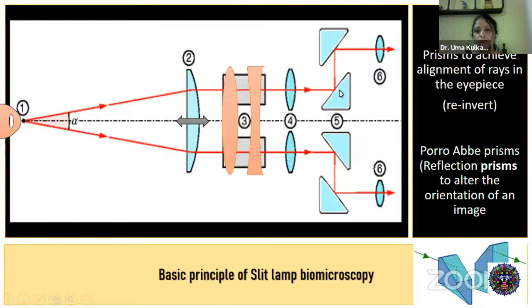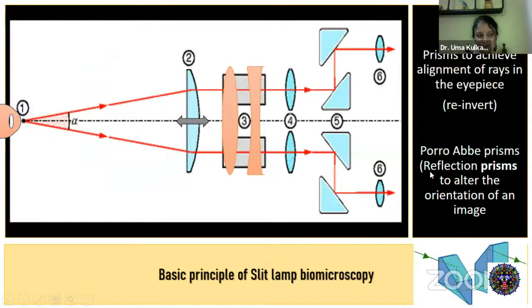These prisms help in re-inverting the image, because in a slit lamp we don't want an inverted image. We want an erect image. That's why these prisms help us in getting the images re-inverted so that we get an erect image. They are called Porro-Abbe prisms. Again, all exam-going students, try to remember this.